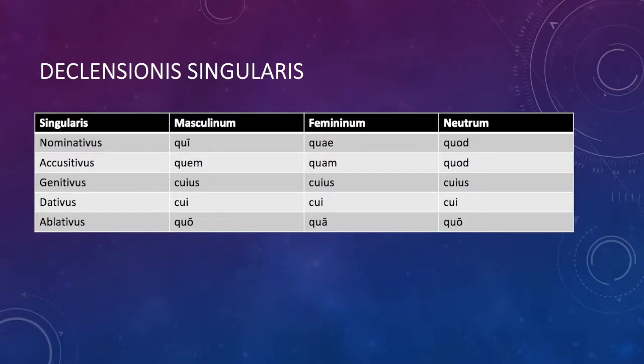Here is a full chart of the singular declensions of qui, quae, and quod. In the nominative, you have qui, then quae for the feminine, and quod for neuter. In the accusative, you have quem, quam, and quod. For the genitive case, we have cuius for all three genders, while in the dative case, we have cui for all three genders, and in the ablative case, quo, qua, and quo.